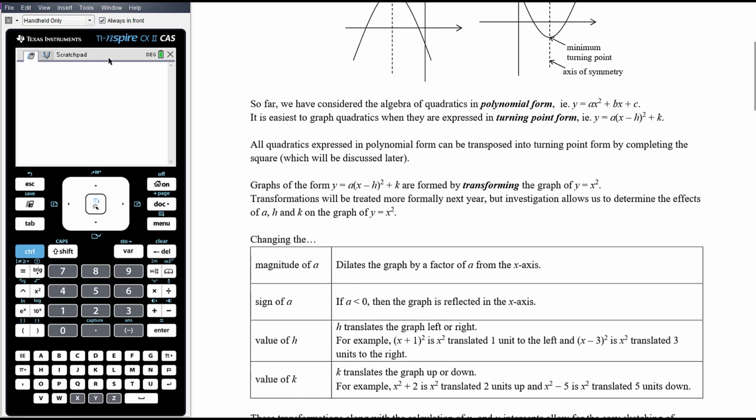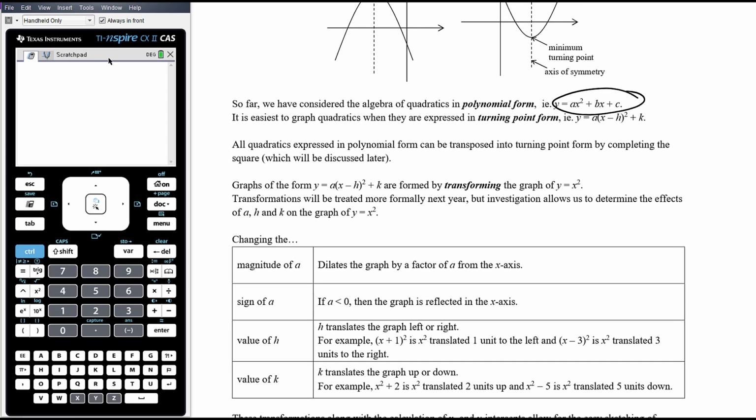So far we've considered the algebra of quadratics in this polynomial form, but it's easiest to graph quadratics when they're expressed in turning point form. y equals a times (x minus h) all squared plus k. And actually the algebra in that form is also easier because it is a quadratic with just one x in it and it can be solved by rearrangement. So actually the easiest way to work with quadratics, both the algebra of them and the sketching of them, is when the equation is given to us in turning point form.